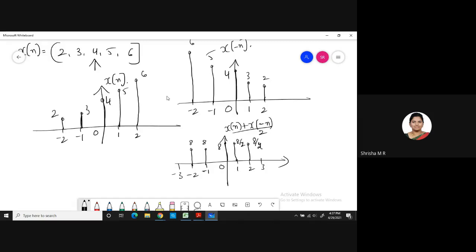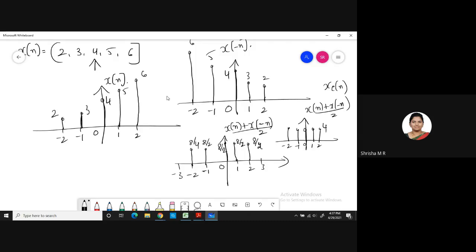That is the even part of the signal. Got it, everyone? You get a signal with an amplitude 4. x of n plus x of minus n by 2 will be 4 from minus 2 to plus 2. Got it? This is the even part of the signal, x e of n.